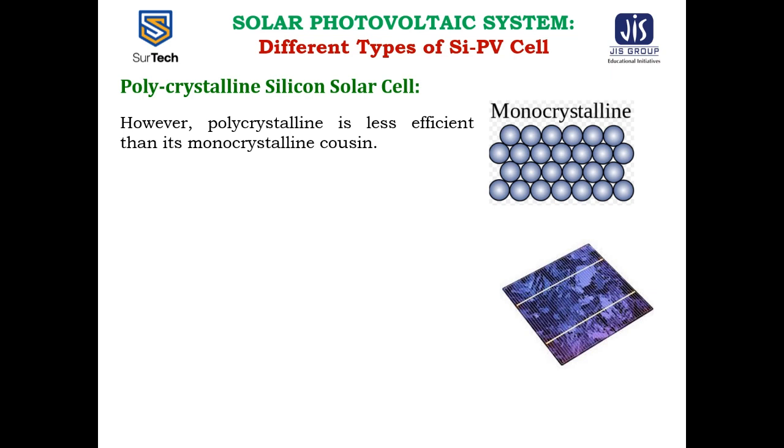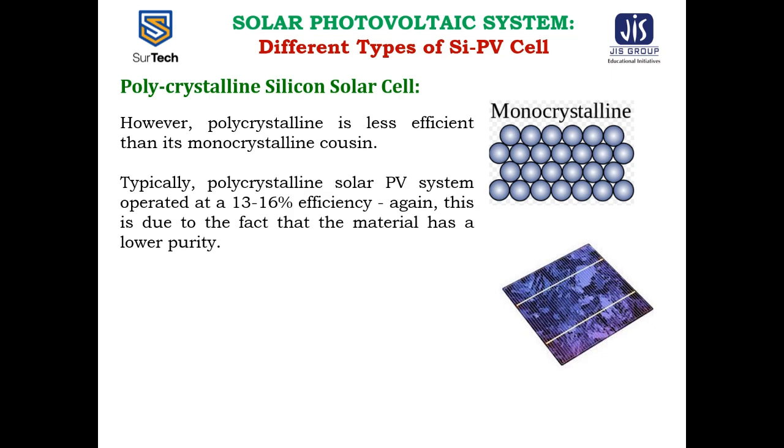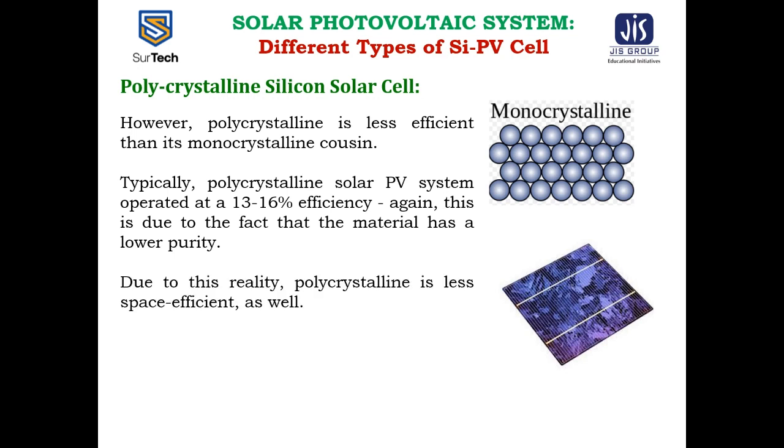However, the polycrystalline is less efficient than its monocrystalline cousin. Typically, the polycrystalline solar photovoltaic system operates at 13 to 16% efficiency. Again, this is due to the fact that the material has a lower purity. Due to this reality, the polycrystalline is less space efficient as well.